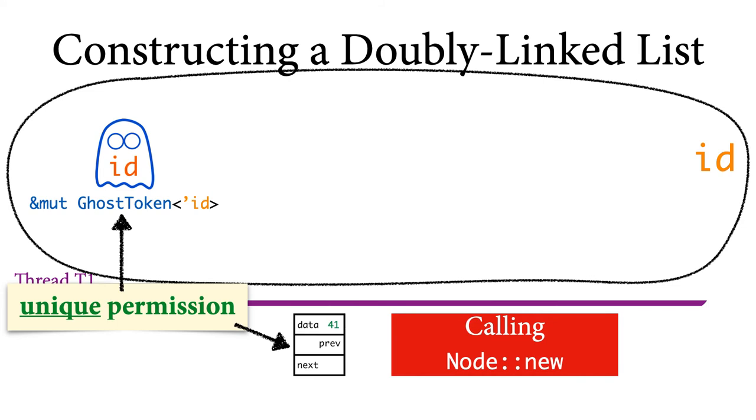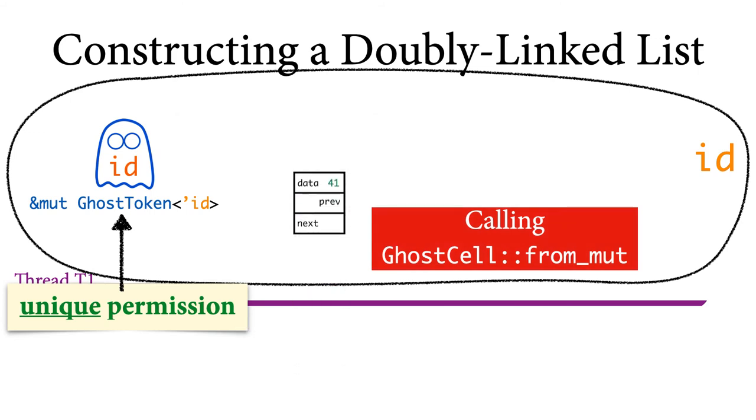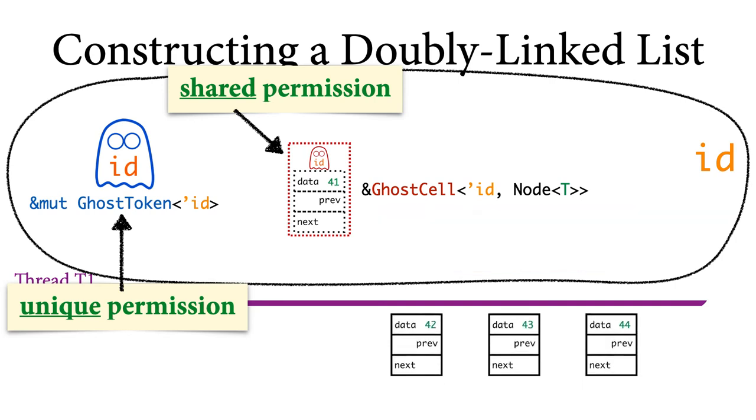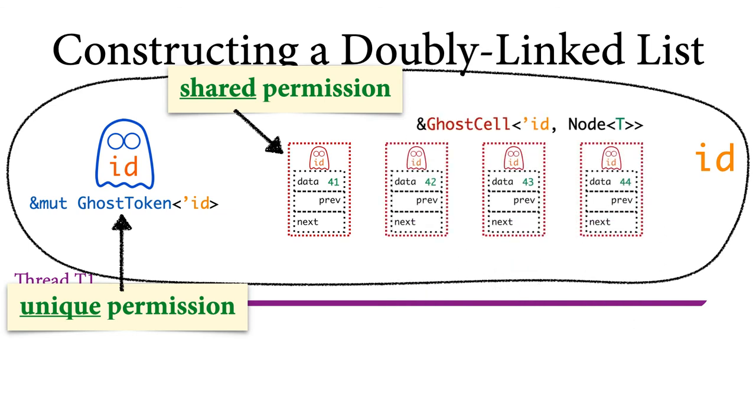And then if we want to put this node under the control of the ghost token, we can use the fromMute method from the GhostCell API to wrap this node with a GhostCell with brand ID, the same brand as the ghost token. And that means we'll be able to mutate this node given only a shared reference to the GhostCell, so long as we control the ghost token. We can do the same thing with the rest of the nodes in the list. We can allocate them and then wrap them with GhostCells at the brand ID.